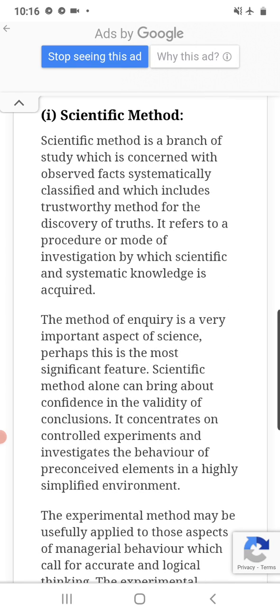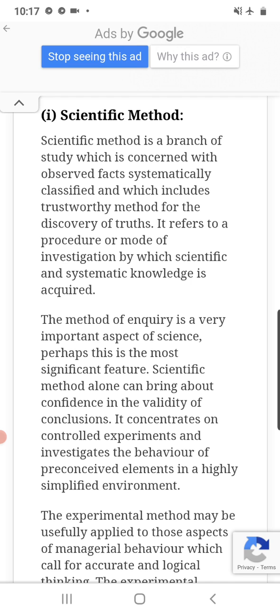Okay, first we start with the scientific method. The scientific method is the branch of study which is concerned with observed facts systematically classified, which includes trustworthy methods for the discovery of truth. It refers to the procedure or mode of investigation by which scientific and systematic knowledge is acquired. The method of inquiry is a very important aspect of science. Perhaps this is the most significant feature. The scientific method alone can bring about confidence in the validity of the conclusion.